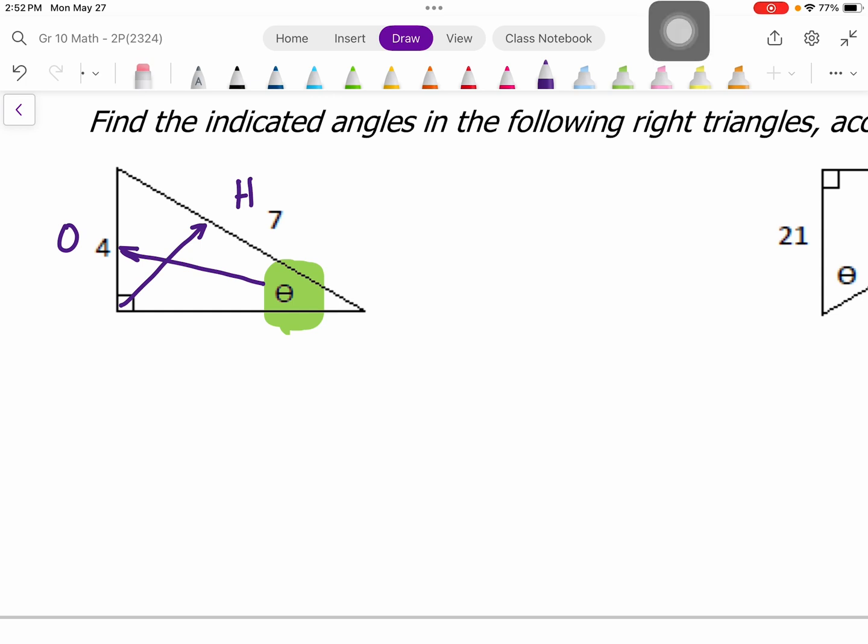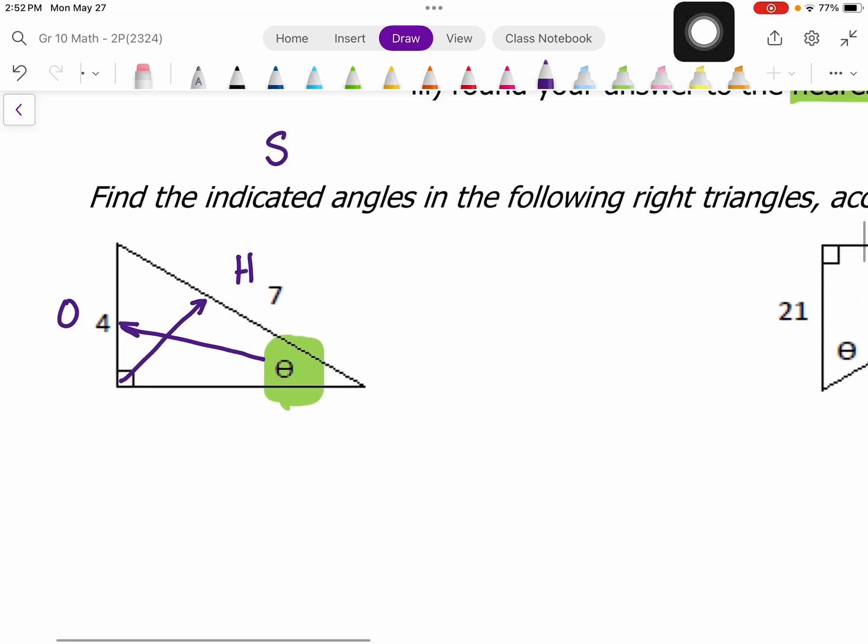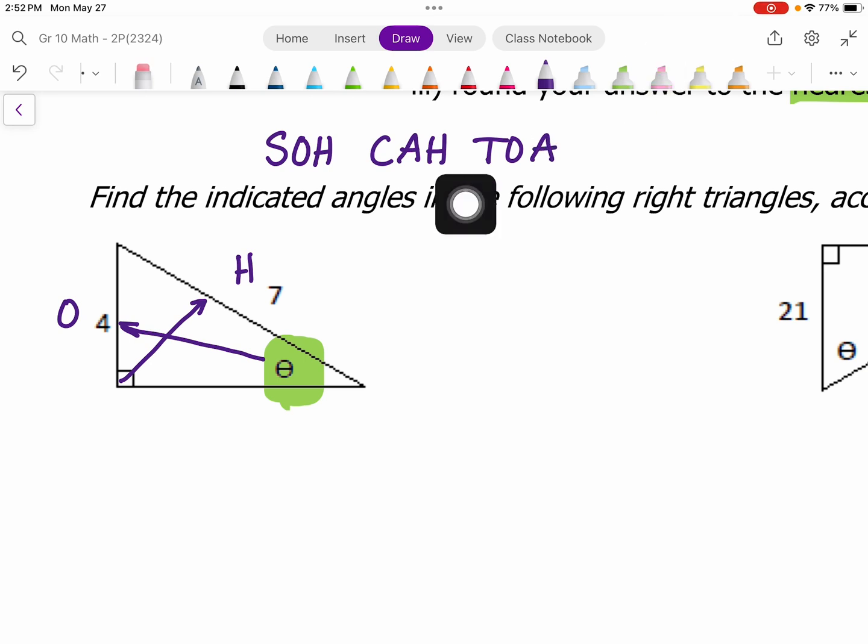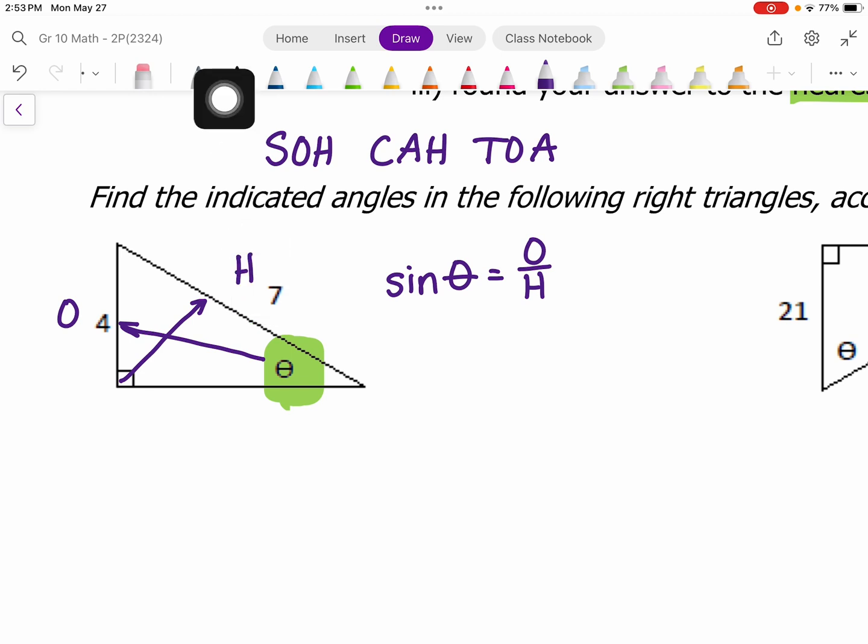So what I'm looking for is which trig ratio uses O and H. You may recall that we have SOHCAHTOA, and that can help us remember the three trig ratios. O and H is sine. So the sine of theta is equal to the opposite divided by the hypotenuse. So for angle theta, the opposite divided by the hypotenuse is equal to 4 divided by 7.